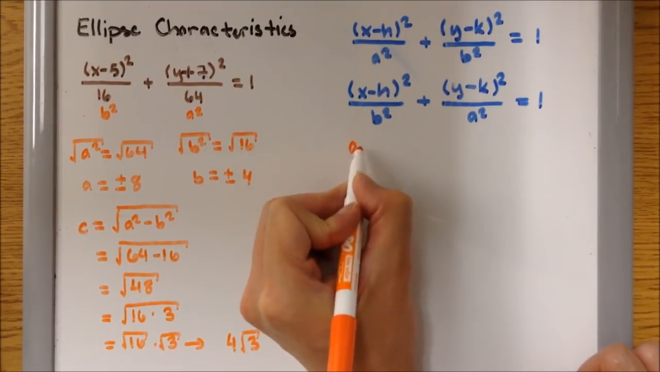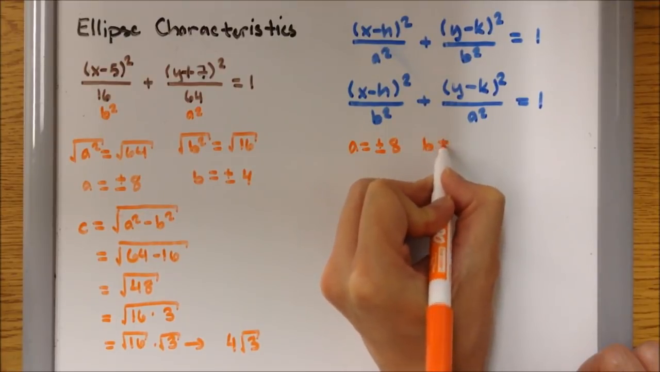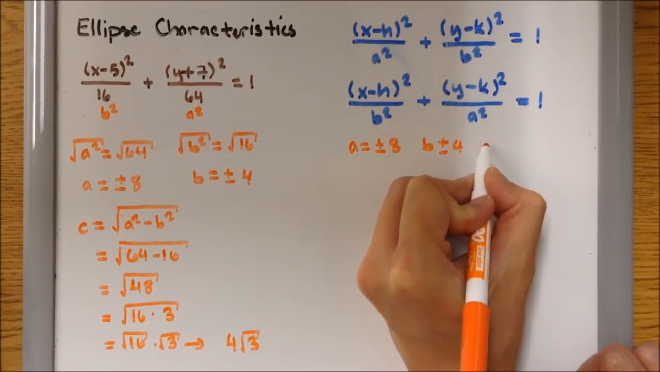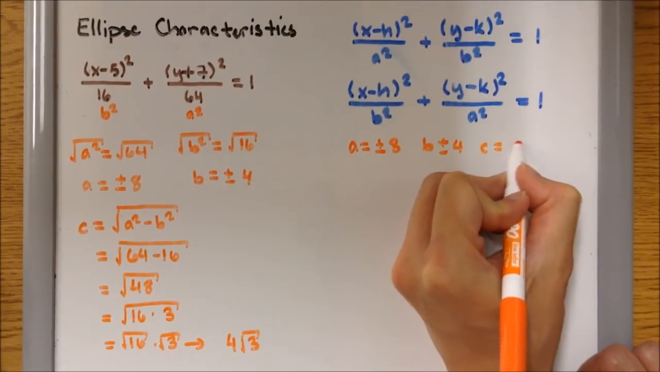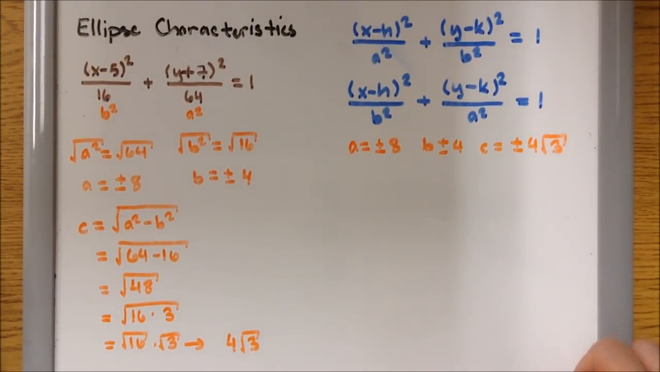So a is positive and negative 8, b is positive and negative 4, and c is positive and negative 4 square root of 3. Alright, we got our a, b, c values. I'm going to erase to make more room.